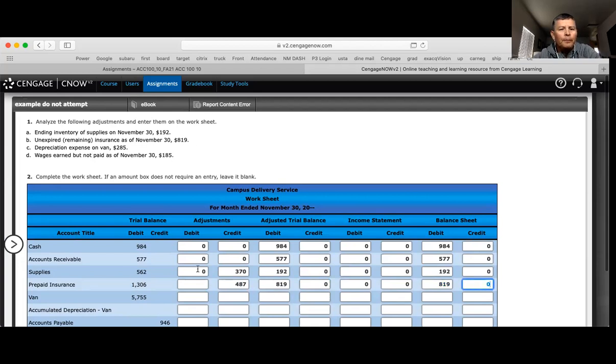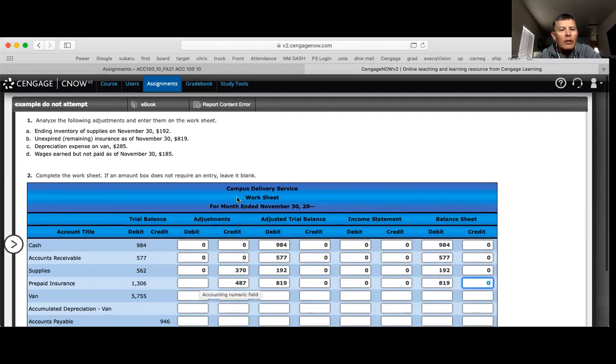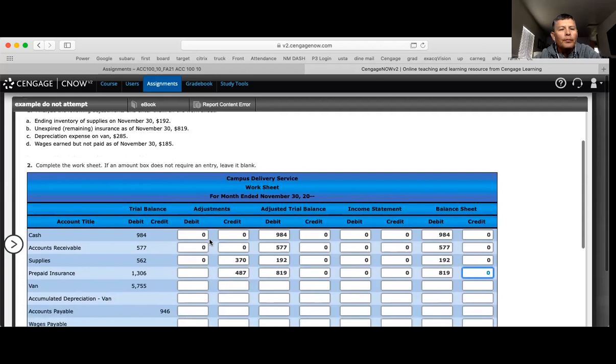Depreciation expense on van. Now this is an expense. So there's going to be nothing under, we're not going to debit or credit anything on the van. There's going to be nothing on here, nothing in here. Oh wait, hang on. Our adjusted balance is going to be 5755. 0 here. This isn't going to the income statement. This is going to be 5755. It's going to be 0 here as well.